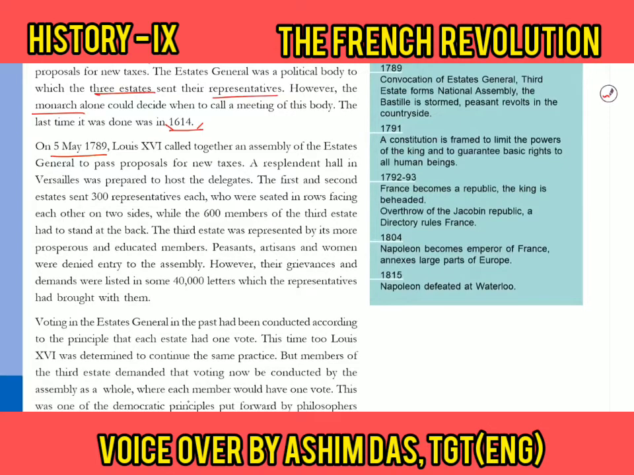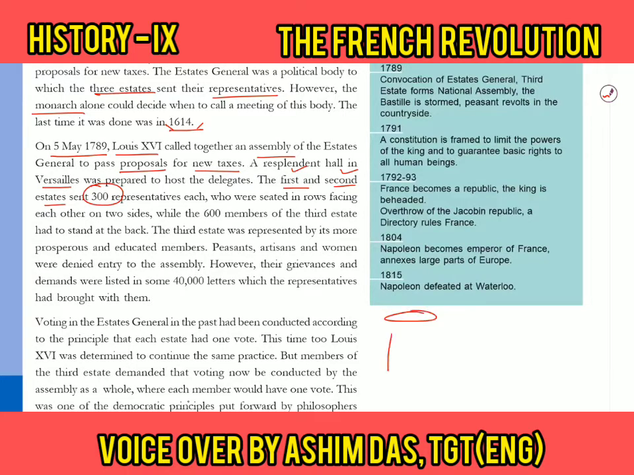On 5th May 1789, Louis XVI called together an assembly of the Estates General to pass the proposals for the new taxes. A resplendent, meaning attractive and very splendid, hall in Versailles was prepared to host all the delegates. The first and the second estate sent 300 representatives each, 600 in total, and they were seated in a row facing each other.